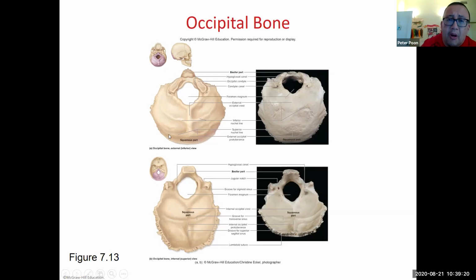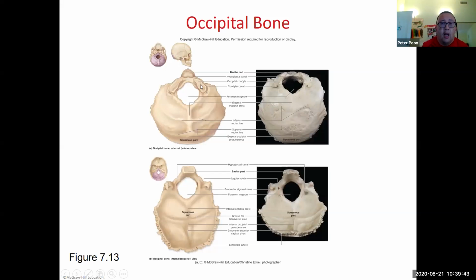So there's a couple of important parts here. Starting with the big hole. The big hole in the middle of the occipital bone is called the foramen magnum. Foramen means hole, magnum means big, so it literally means big hole.